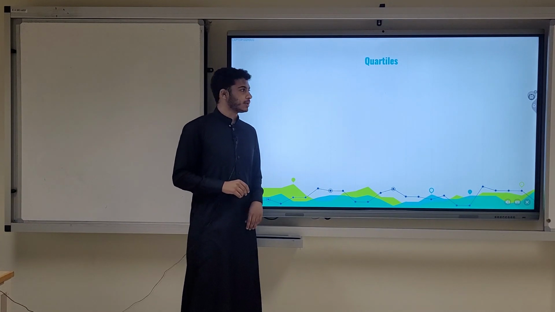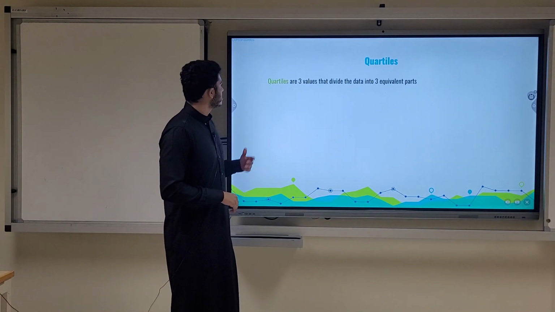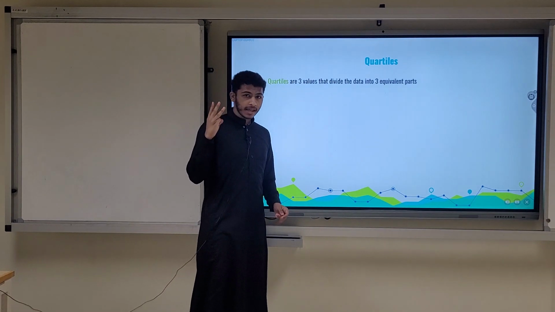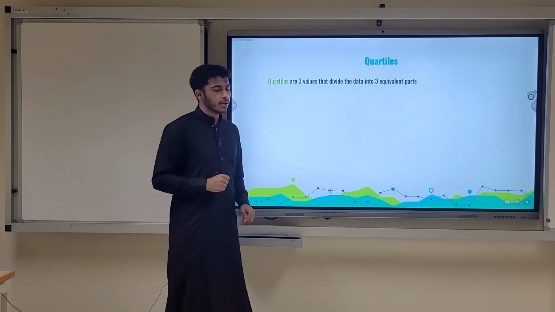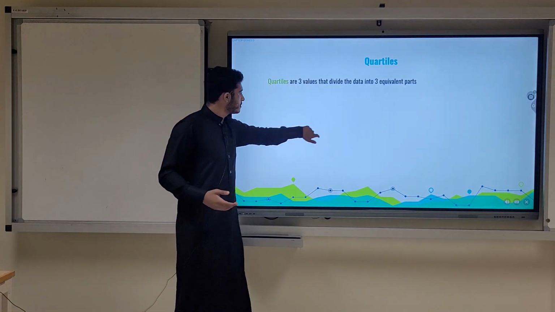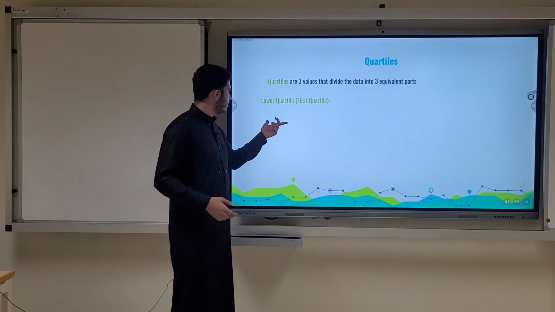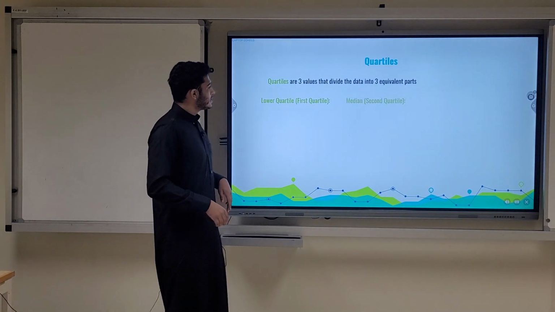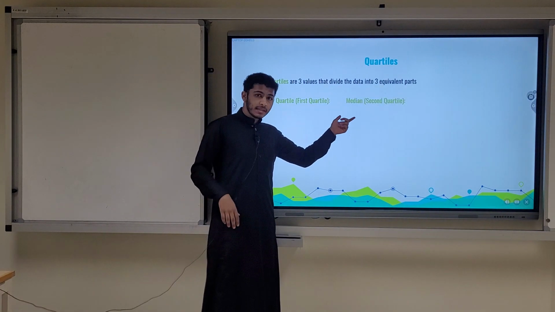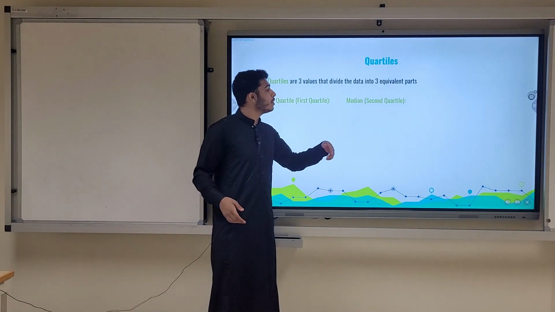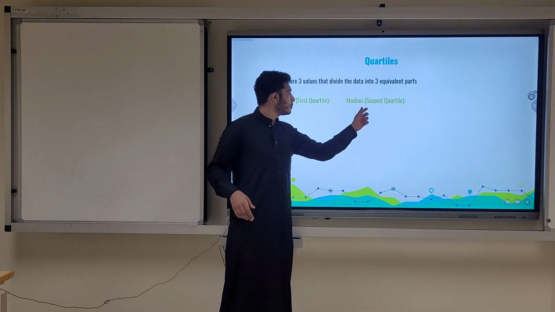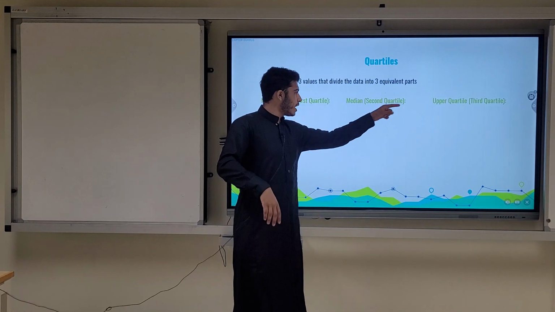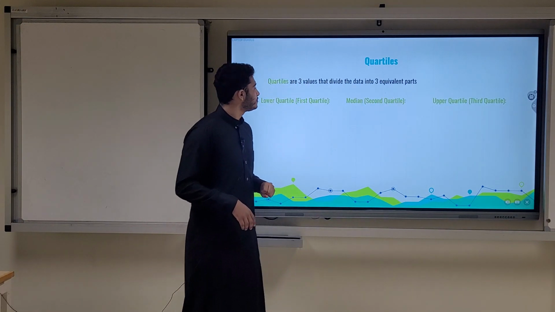Now let's talk about quartiles. Quartiles are 3 values that divide our data into equivalent parts. So what are these quartiles? Well, as we said, there are 3. We have first the lower quartile, or the first quartile. Second, we have what we call the median, and what we know as the median is also considered a quartile, which is the second quartile in this case. And we have the upper quartile, which is the third and last one.